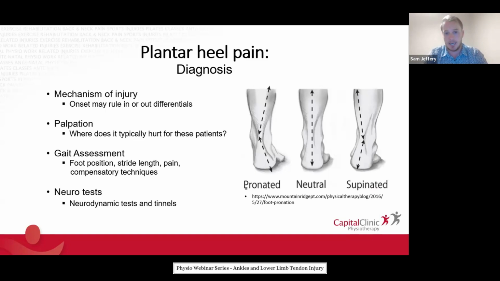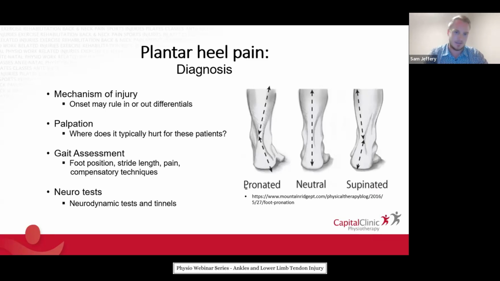We definitely look at gait in these patients, depending on if this is chronic, ongoing, recurrent, or acute. We just want to see what has changed. In particular, when we're looking at gait, we're comparing left to right, which can be difficult if they have bilateral pain, but we still want to see what we think could potentially be adding to their pain. So we're looking at foot position, whether that's pronated, neutral, or supinated, stride length, and where the pain is in their gait. Do they have any compensatory techniques at the hip and knee?